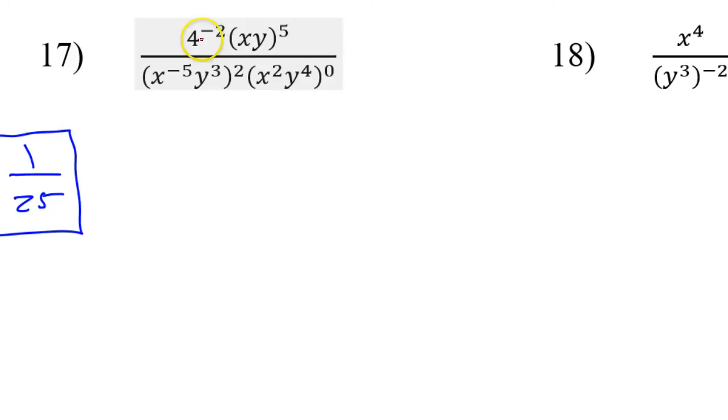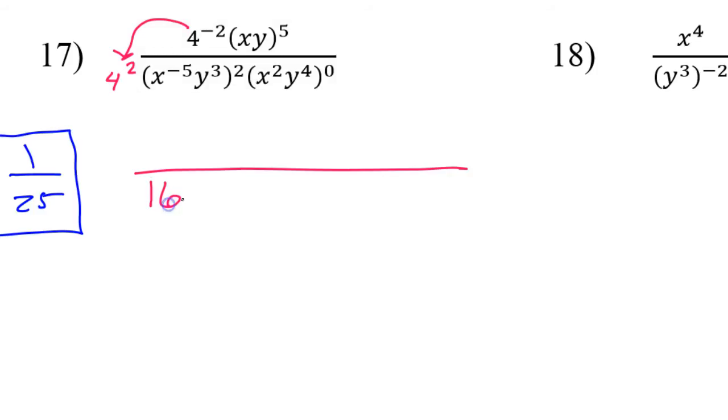Okay, I'm going to fix anything that has a negative exponent right away. There's a bunch of things I could do, but one thing I can do is move this 4 to the negative 2 power down and make it positive. So this is going to wind up being 4 squared in the denominator. Okay, so that's the move I'm about to make. And in fact, because it's squared, it's going to be 16 in the denominator.